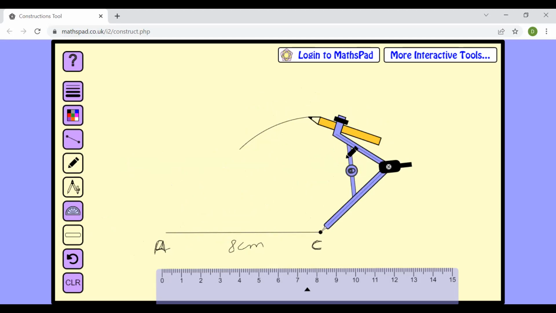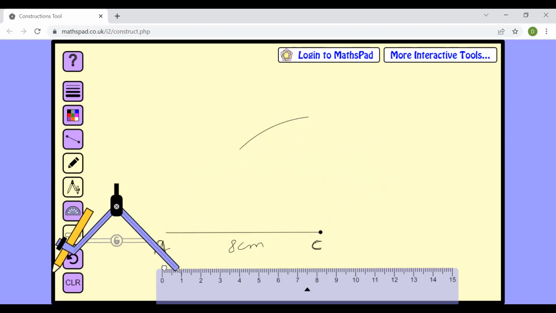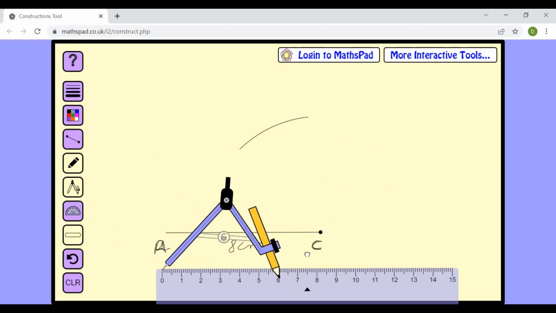Now, from the point A, you have to mark an arc at 6.5 centimeter to get the point D. So to get the point D, mark 6 centimeter from the point C and mark 6.5 from A. Now I will open this compass about 6.5 centimeter. Now I will lock this.